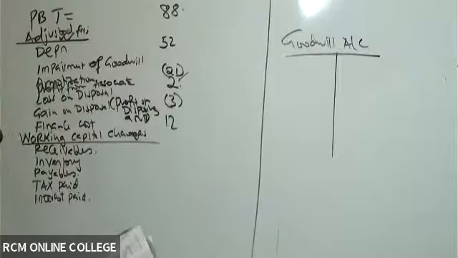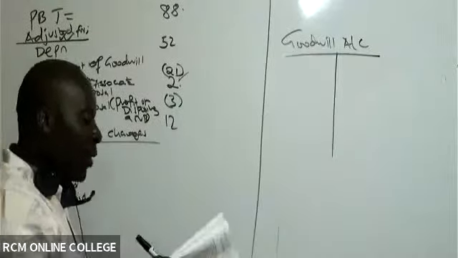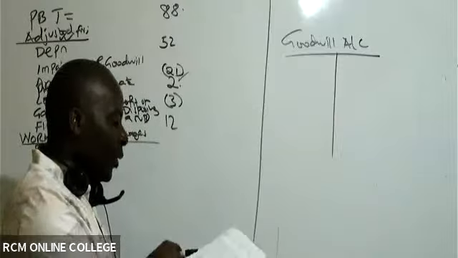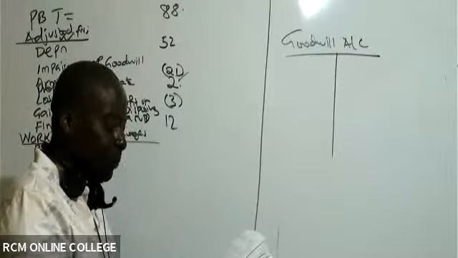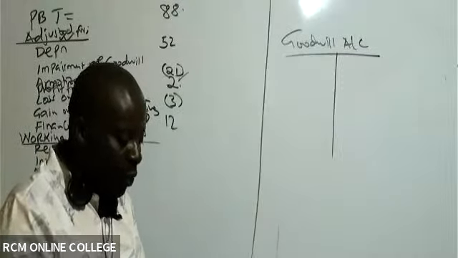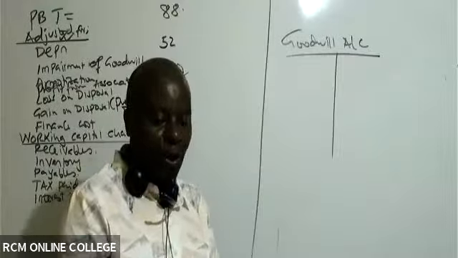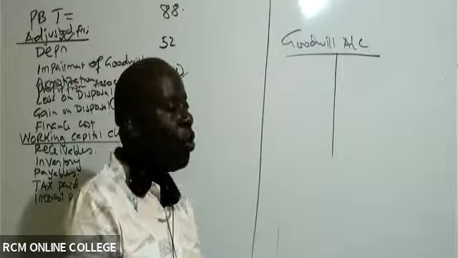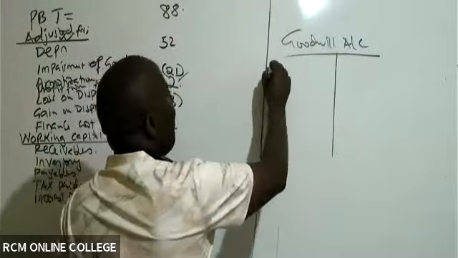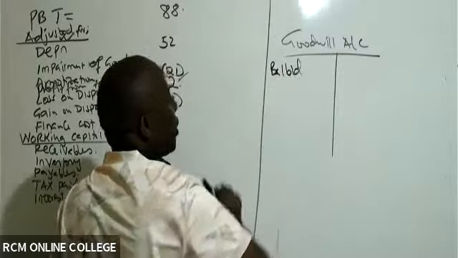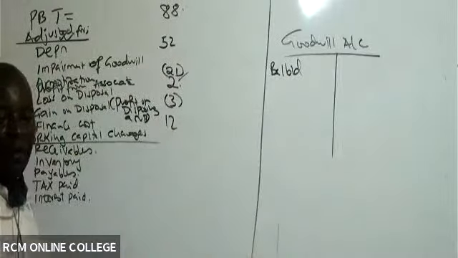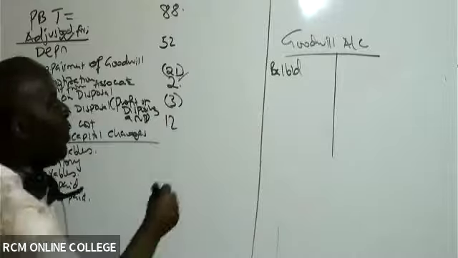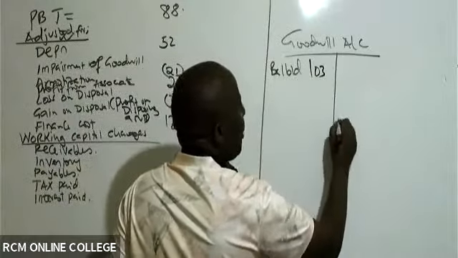So remember, goodwill is under non-current assets. Under non-current assets, is there somebody who is able to see goodwill? Remember, 2021 is the initial year given, so 2021 shall be our balance brought down. How much do we have there for goodwill? I'm being given 103. This is balance brought down.